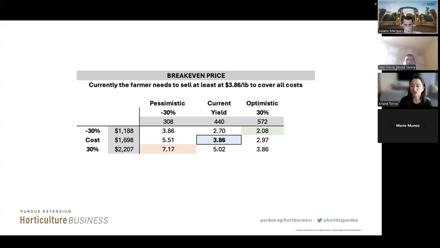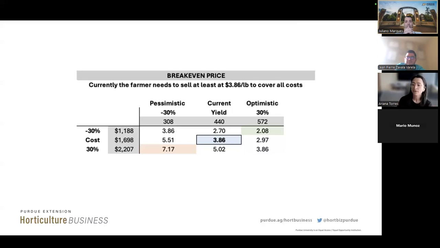So in this case, as you can see on the table, we have produced a pessimistic, a current, and an optimistic break-even price. And then we have yield on the X, and on the Y, vertically, we have the cost. So currently, this farm in blue has to charge at least $3.86 per pound of spinach to cover all your costs. And this is very important because if you charge $4, you have 14 cents that goes strictly to your profitability. So that is the markup or the profit margin that you want to add. This break-even price is your threshold, it's the floor of the price.